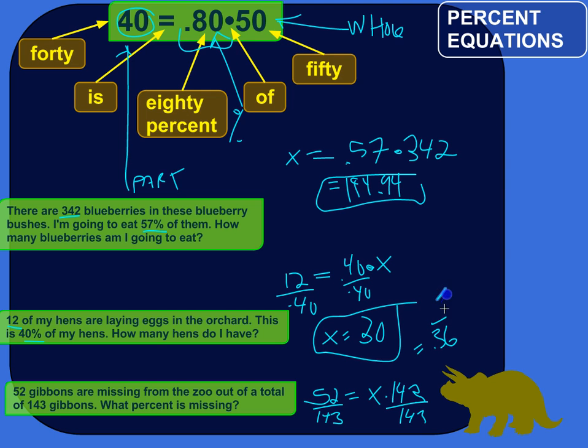So to turn that into a percentage, we're going to round it to roughly 36%. Roughly 36% of the gibbons are missing.